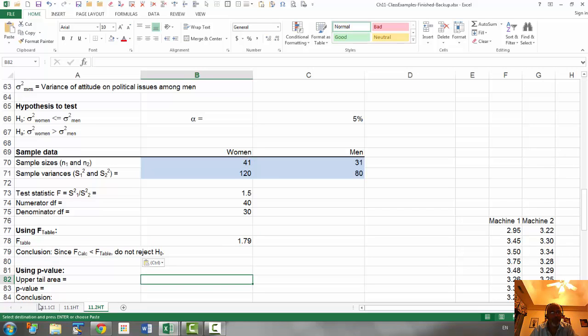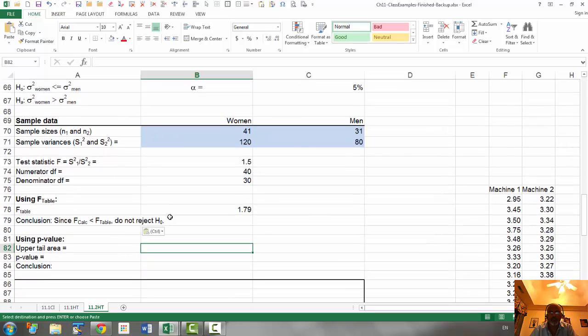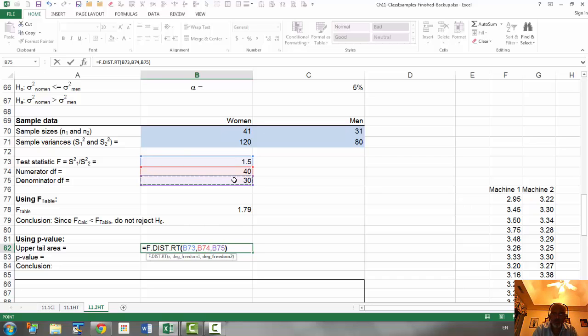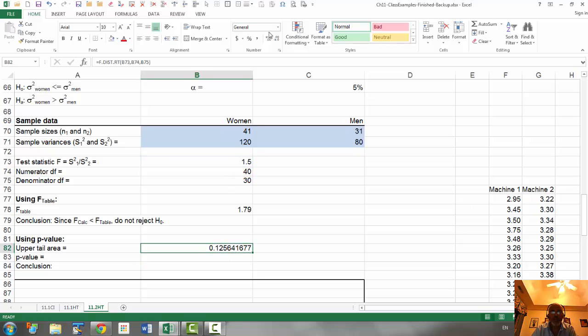Okay. Now let's do the same hypothesis using the p-value approach. This is the F table approach. This is the p-value approach, and the upper tail value is F.DIST.RT. If it was a lower tail value, then we would use F.DIST, in which case we have to use comma 1 at the end for cumulative probability. So here we use the F statistic and the 2 degrees of freedom. And since this is a one-tailed test, we don't have to multiply by 2, and the p-value is the tail area.